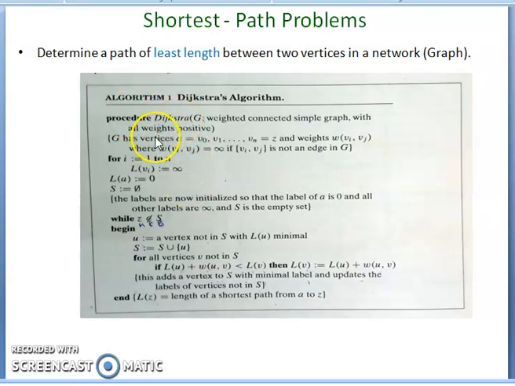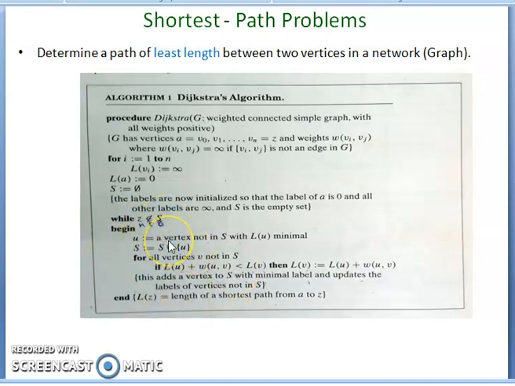Dijkstra's algorithm is this one. Here G is the graph of vertices, A is the initial vertex, the source vertex, Z is the last vertex, and W is the weight. Initially, for vertices 1 to N, all lengths are infinity. L of A is 0, the starting source vertex length is 0. S is the set of visited vertices, initially empty. While Z is not in the set S, the destination, you repeat the loop. If you reached the destination, you terminate the while loop. If you have not reached the destination, then you remain in the while loop.